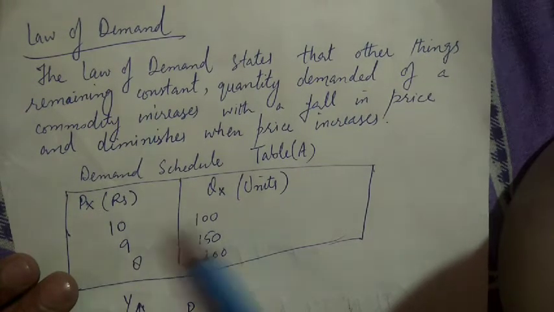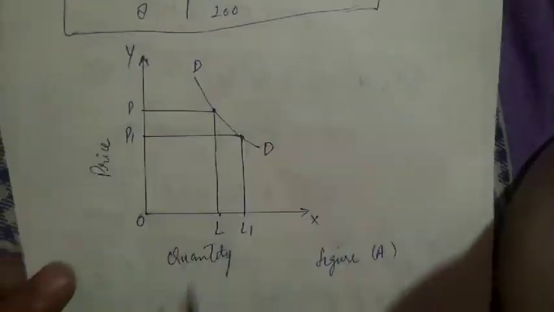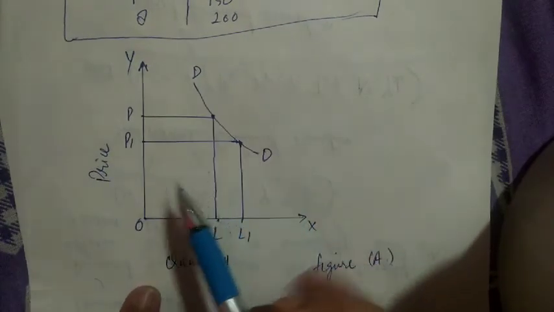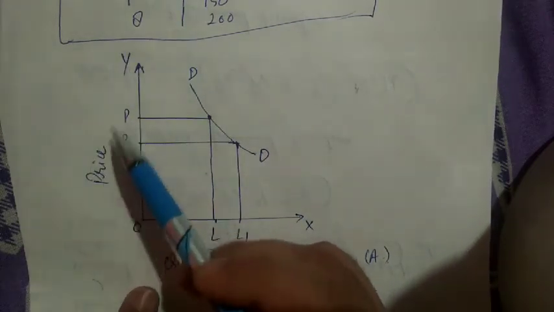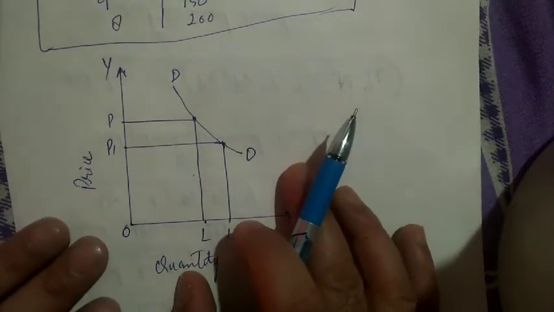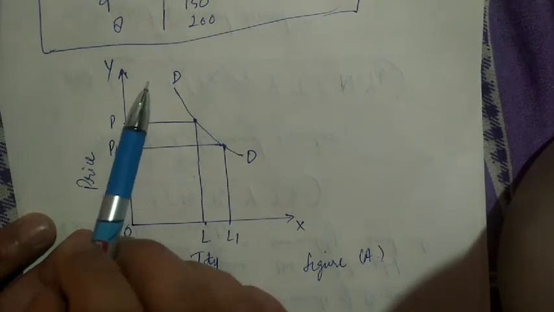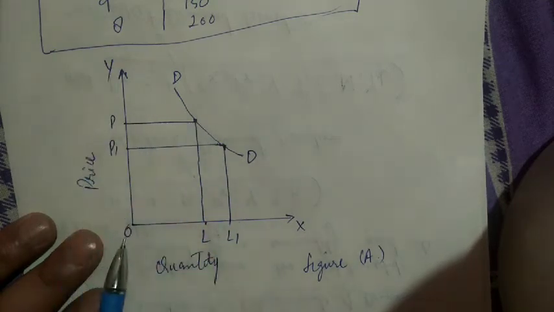We can also explain it with the help of a diagram like this. In this figure, you can see DD is the demand curve. The y-axis shows the price of a commodity and the x-axis shows the quantity demanded. So this demand curve of the commodity X is downward sloping. It extends from OL to OL1.